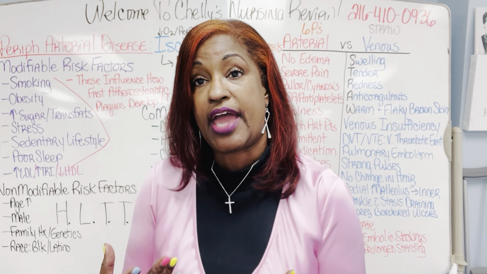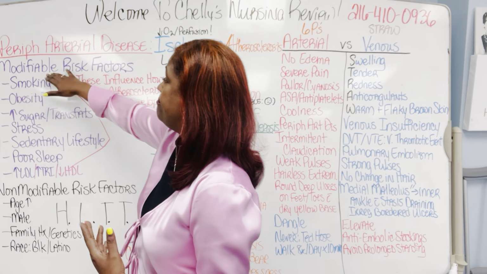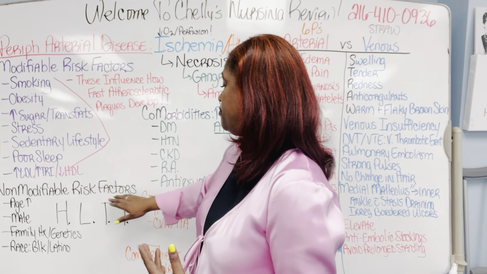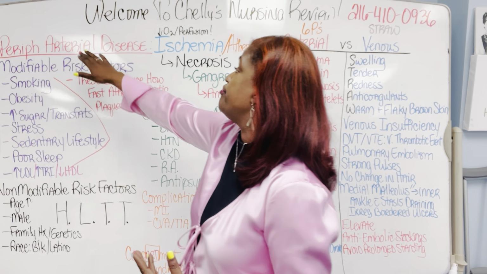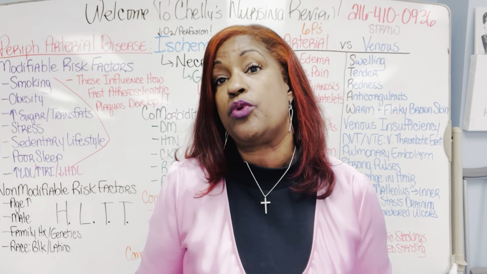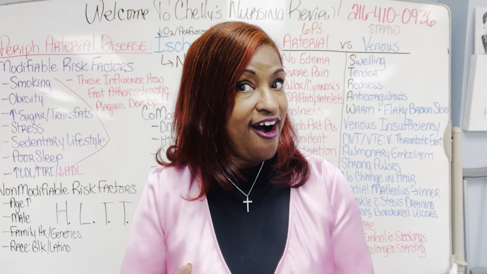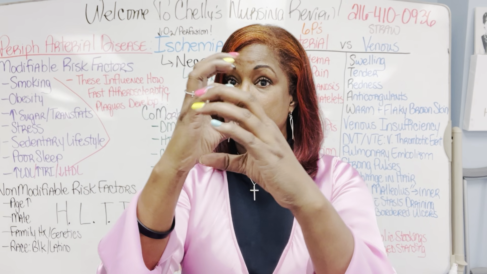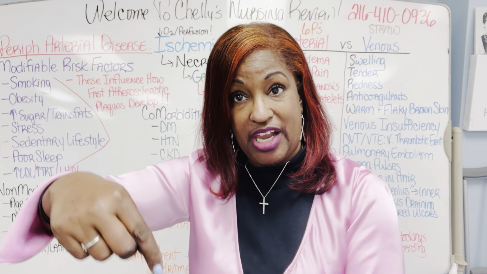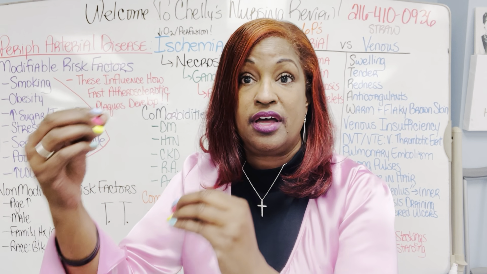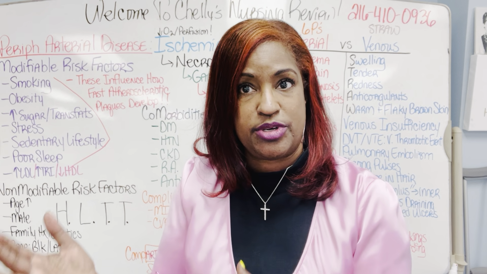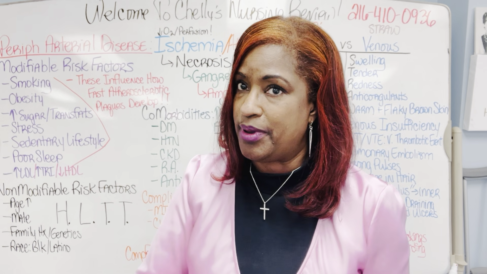So when we look at the modifiable and non-modifiable risk factors for peripheral artery disease, we must make sure that we look at what could cause that blood vessel to become narrow, decrease the oxygen and blood supply to the limb or the extremity, and then end up causing some ischemia and subsequent problems, right?